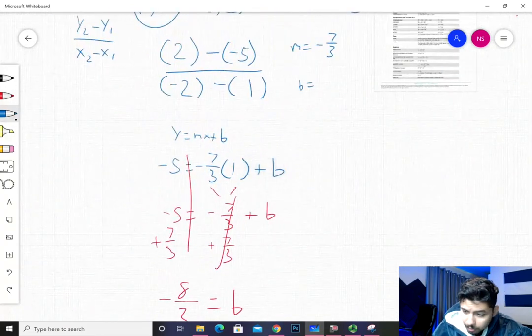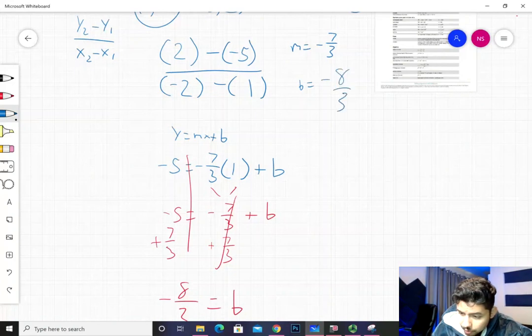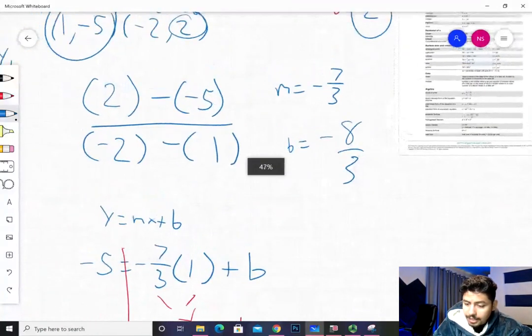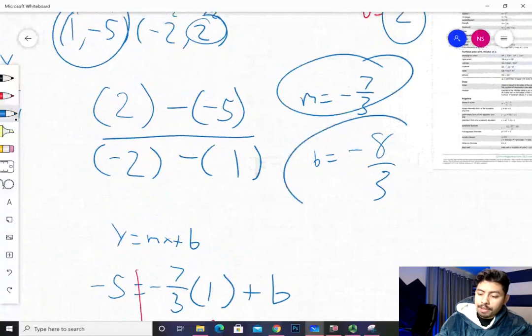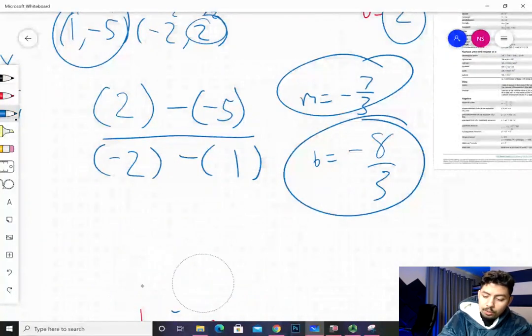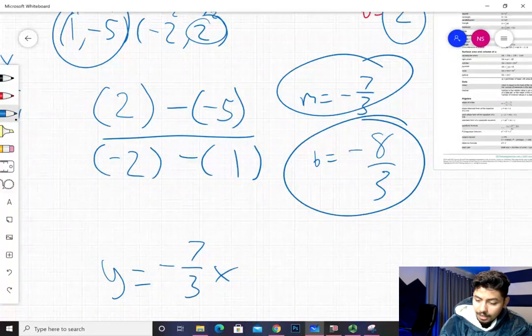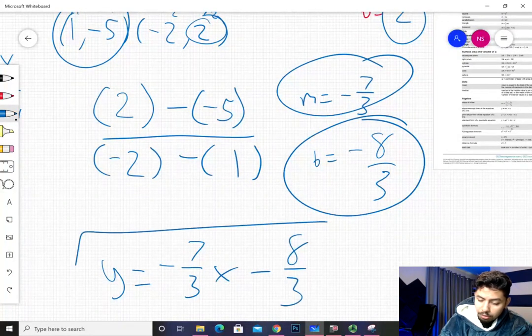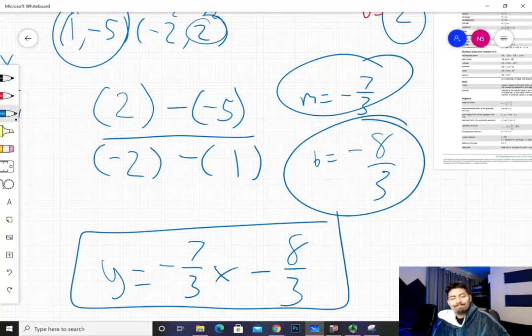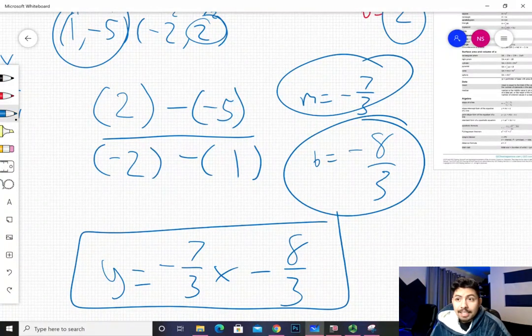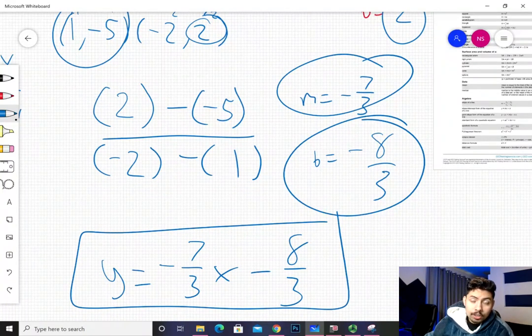Our b, I'm going to put it up here so we can visually see it. And that's it, right? We found our m, we found our b. What are you going to do in the worksheet? You're just going to write it out in its final linear equation, which looks like this. Boom, boom, boom. I did that fast just to save on time, but also to show you how you should do it on these types of questions.